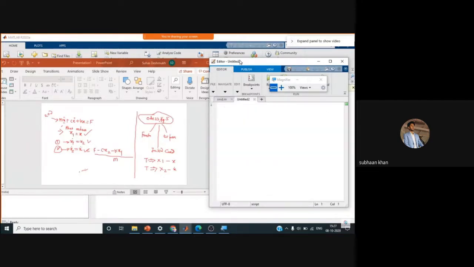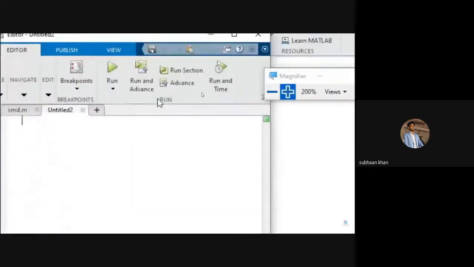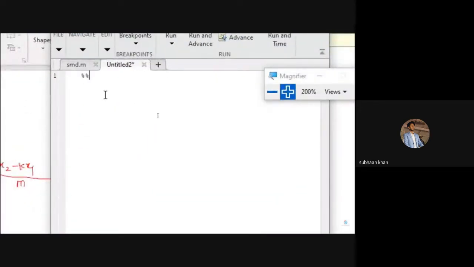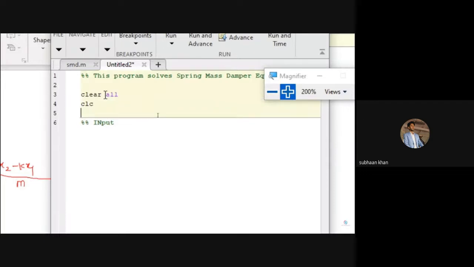So then I will go for a new script file. Here I'm going to call upon that function, the ODE function, and then we are going to solve it. So this program calls spring mass damper. Whenever I write a program, I have to have three steps. One is input. Before input, I need to clear all workspace, clear the screen, and also close all.